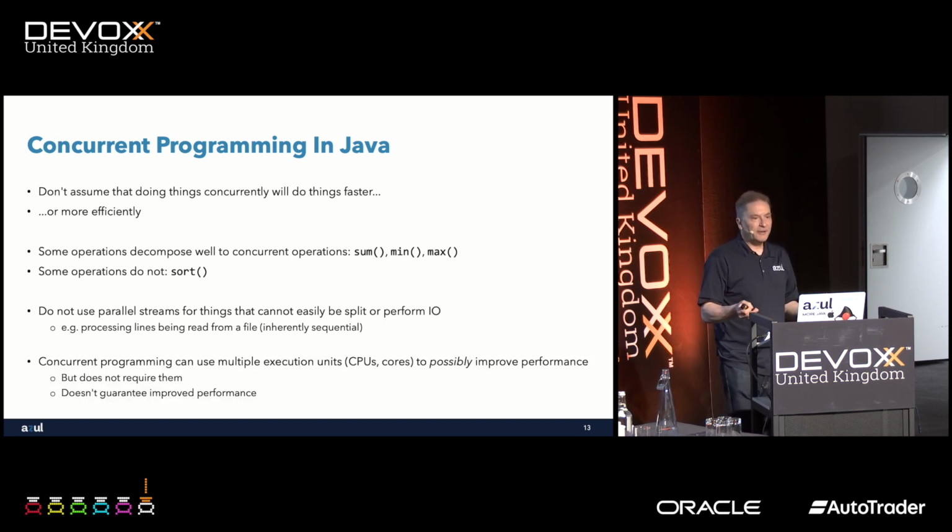So concurrent programming can use multiple execution units to possibly improve performance. It doesn't require them, and it doesn't guarantee to improve performance.